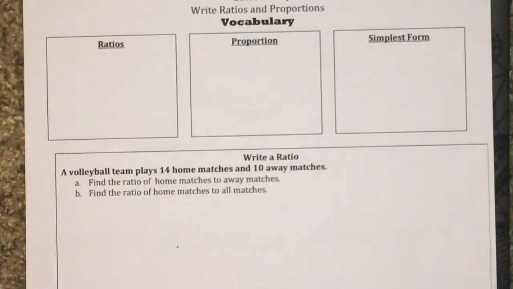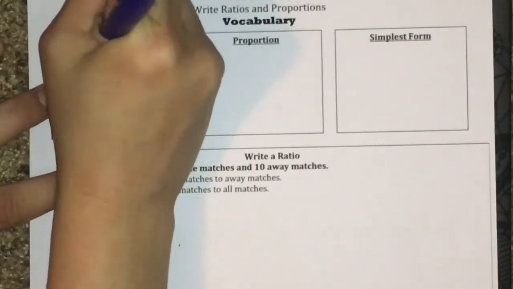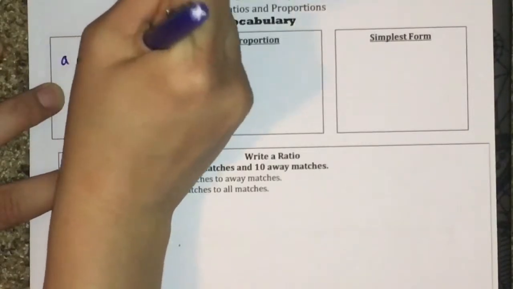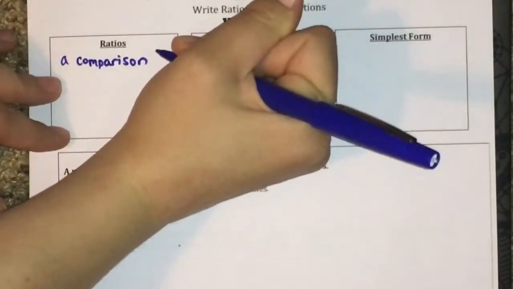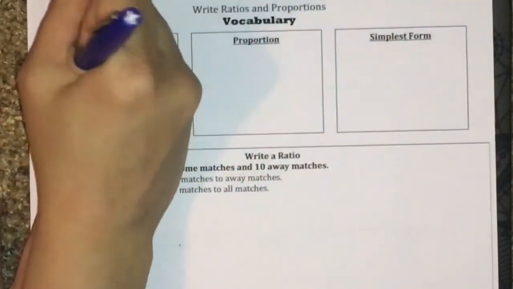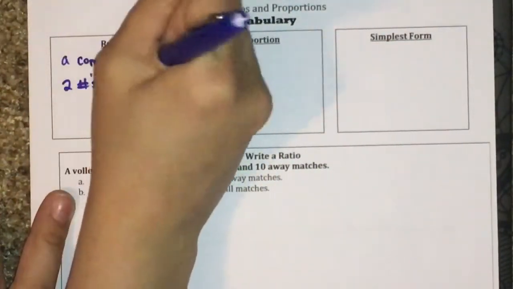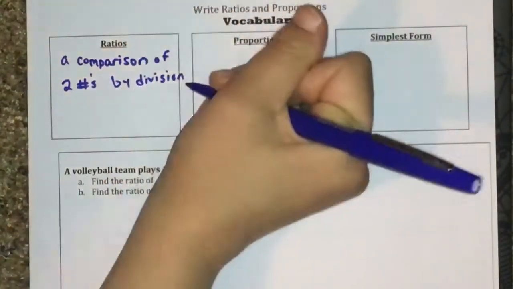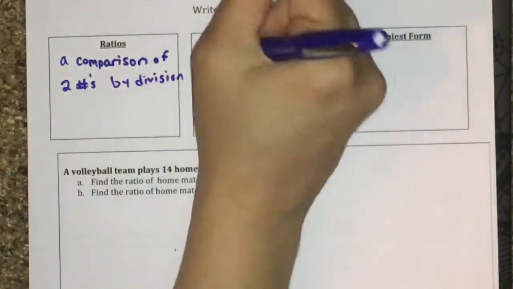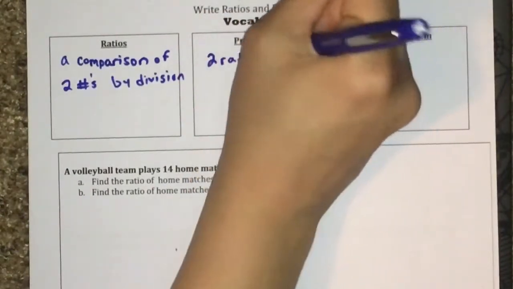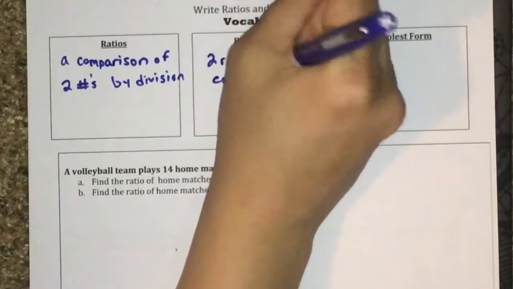Right, we are now going to move on to lesson 2.6 and 2.7, which is ratios and proportions. To start off, ratios: our definition is a comparison of two numbers by division. A proportion is two ratios that equal each other.